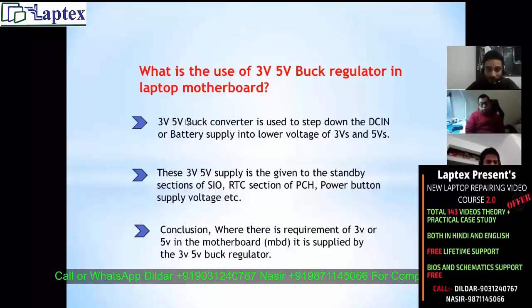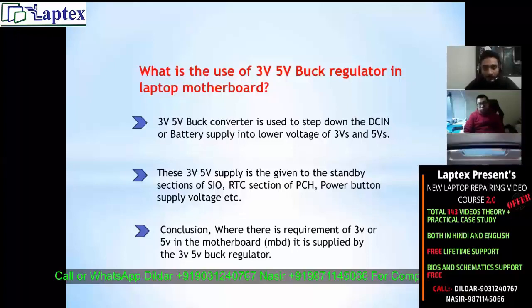So what is that? A 3 volt 5 volt buck regulator is used to step down the Dcin or battery supply into 3 volt and 5 volt. You get 19 volt from the charging section, and that 19 volt is converted to a 3 volt and 5 volt supply. That's why it is known as a buck regulator. One is a boost regulator that increases the voltage level, and one is a buck regulator that decreases the voltage level. This one is a buck regulator, because it is decreasing the voltage. How is it decreasing from 19 volt to 3 volt? What is the duty cycle required to do that? We'll see that later when we go into the IC section.